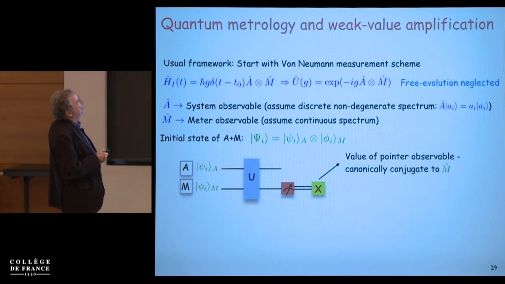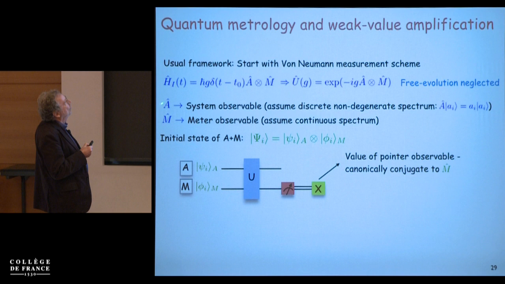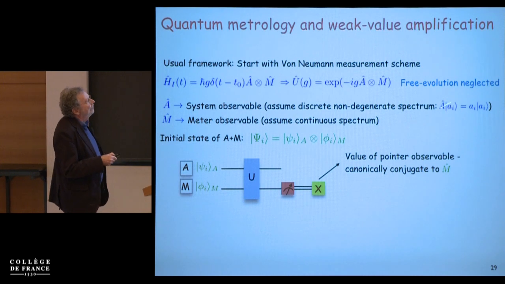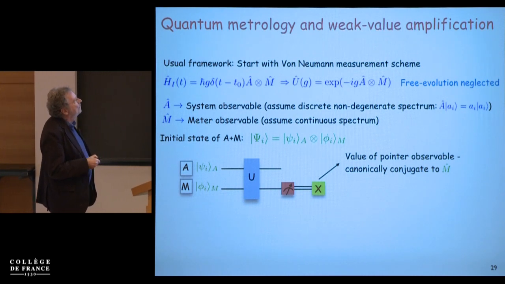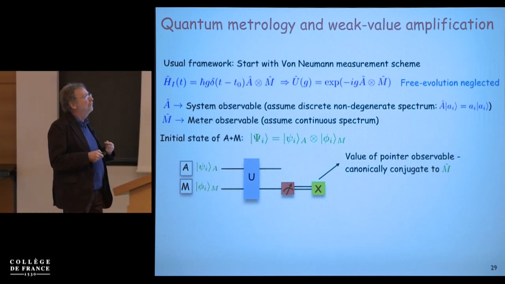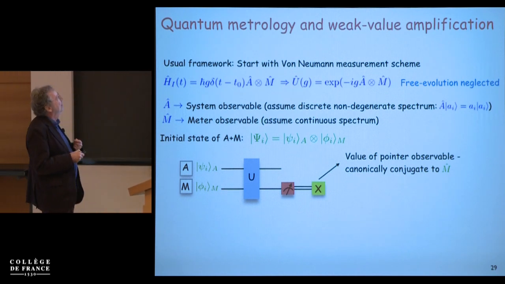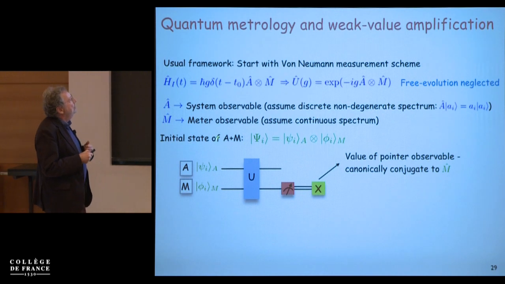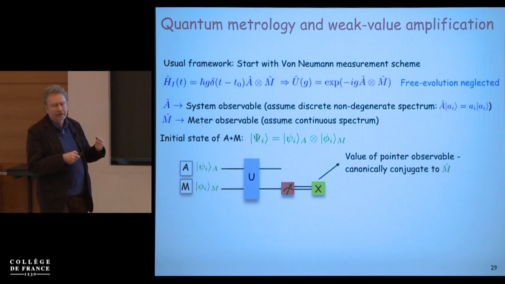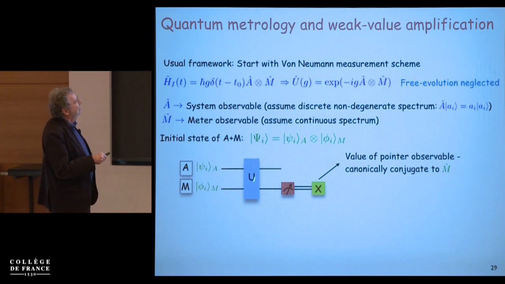So A is the system observable. We assume this operator to have a discrete and non-degenerate spectrum, just for simplicity. So its eigenvectors and eigenvalues are written down here. M is the meter observable, and we assume for the meter observable a continuous spectrum. We take the initial state of system plus meter as a separable state. It's just a product state. And they undergo some interaction, which is given by this expression here.